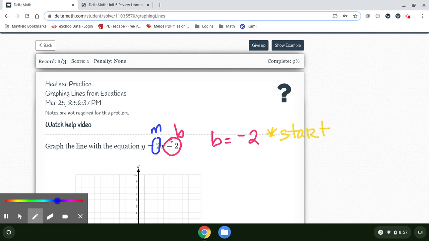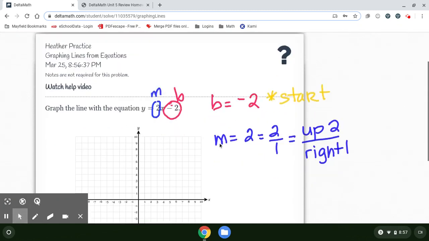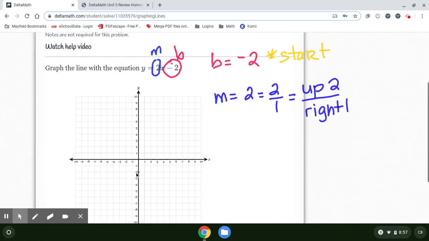And my slope in this case is 2, which I can write as a fraction because I need a fraction for slope, which is 2 over 1. So that means up 2, right 1. I'm going to go down to my graph, put my first point at -2, then count up 2 and right 1. And then I have my equation.